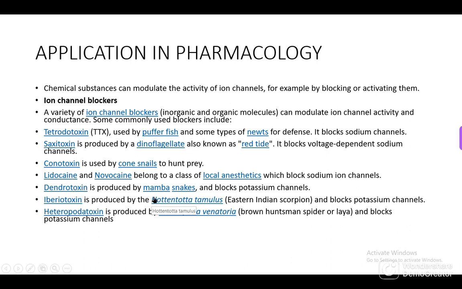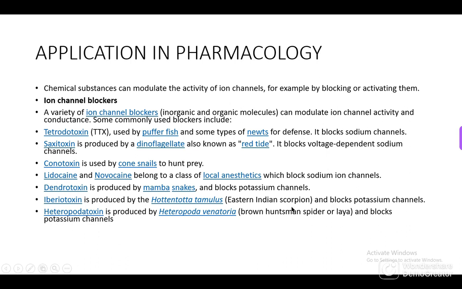And dendrotoxin is produced by the mamba snake, a very, very deadly snake. The mamba snakes are dreadfully deadly. It is a powerful neurotoxin, which can kill in 15 to 20 minutes. Mambas are usually seen in central and South African zones. It blocks the potassium channel. If you block the potassium channels, you cannot excite the tissue. It is not possible.